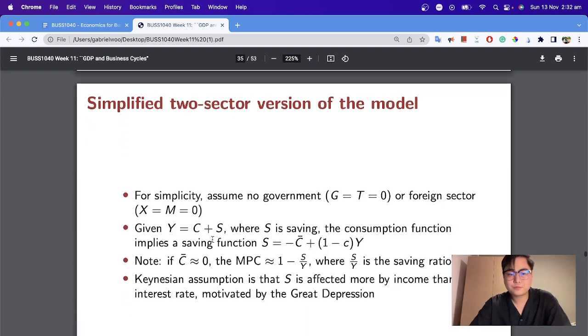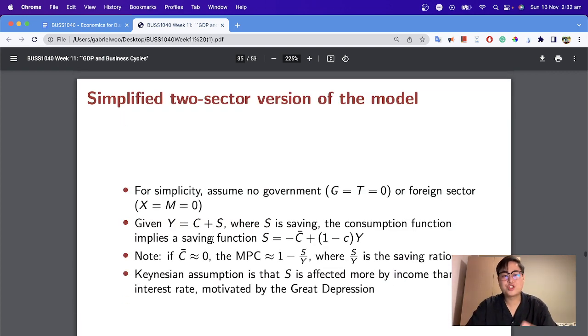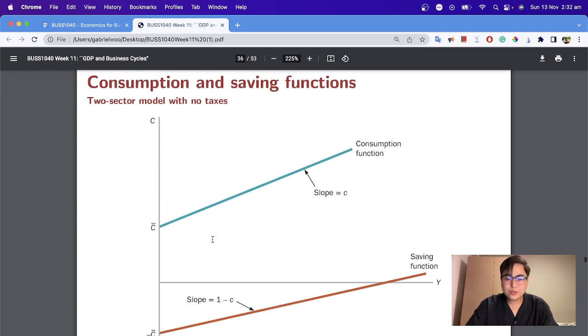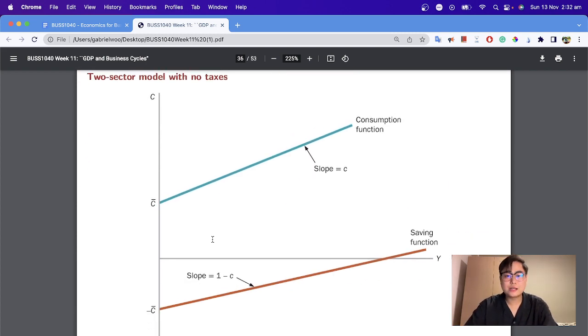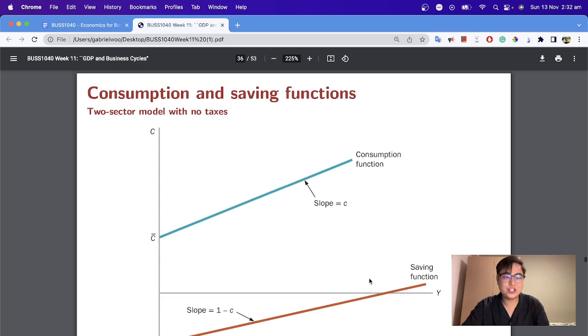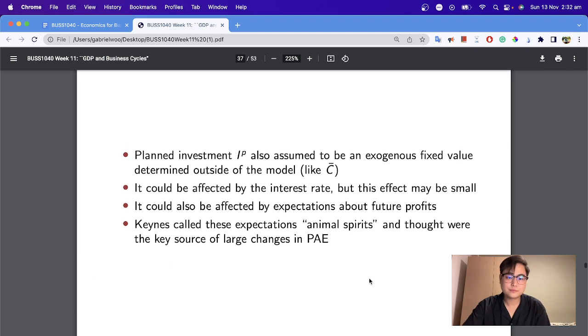Right. So here we can see a simplified two-sector version of the Keynesian cross model. Okay, where we assume the saving function plus the consumption function should be equal to 1. So slope 1 minus c plus c should be equal to 1. That should be the universal, all-purpose probabilities of the outcomes. So yeah, that shows the relation of saving, consumption, and endogenous and exogenous factors.